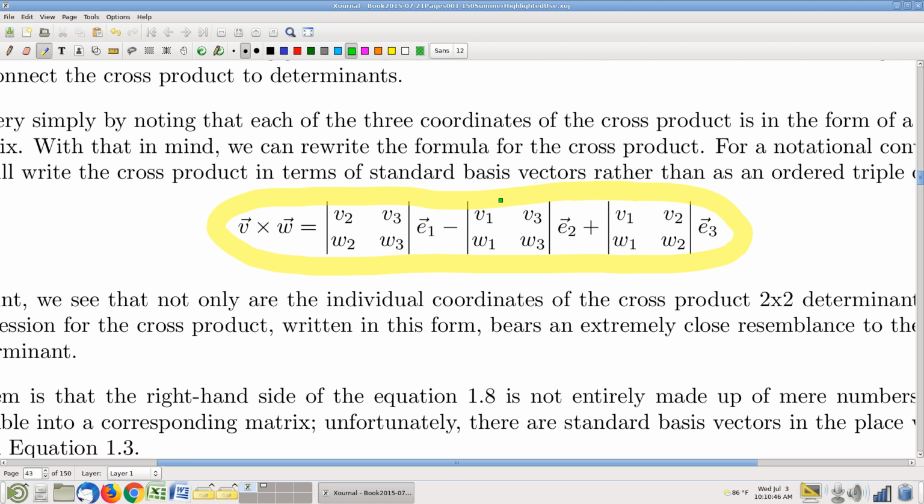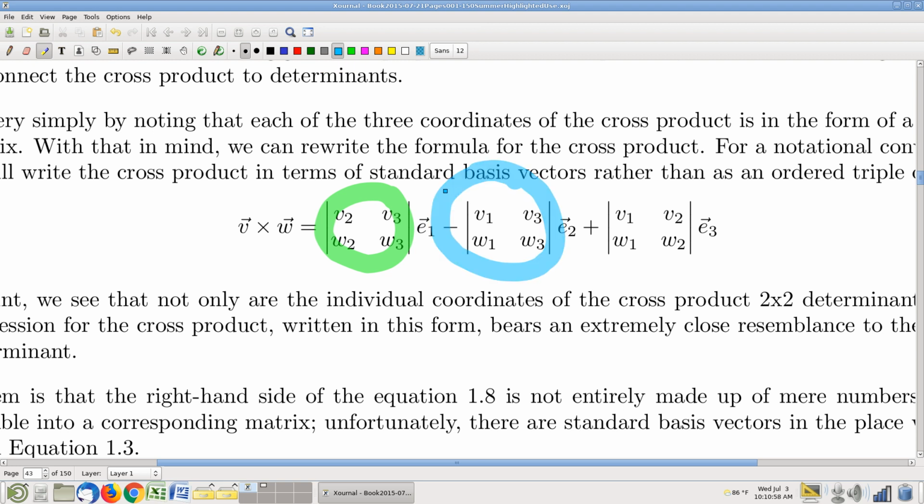In fact, if you were to write down those coordinates, the first coordinate is that 2 by 2 determinant. The second coordinate is that 2 by 2 determinant with a minus sign. It's a little weird, but that's how it works out. And then the third coordinate is that 2 by 2 determinant.